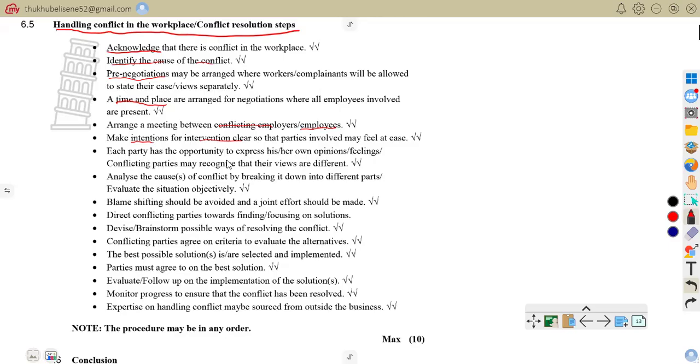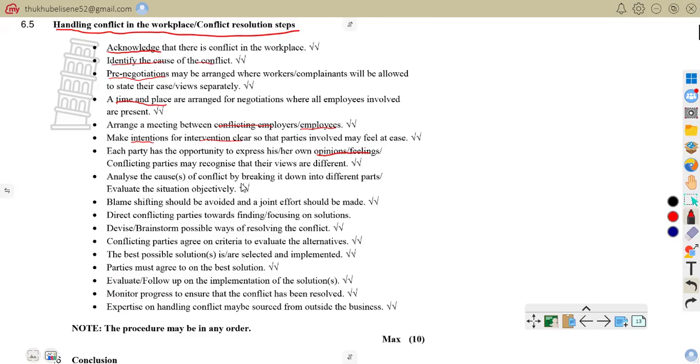Each party has the opportunity to express his or her opinions. So you are given the chance to bring up your opinions, so that you leave that meeting happy, knowing for sure that your opinions and your feelings have been attended to. Conflicting parties may recognize that their views are different.